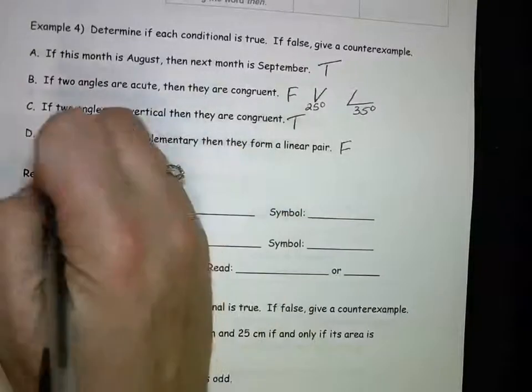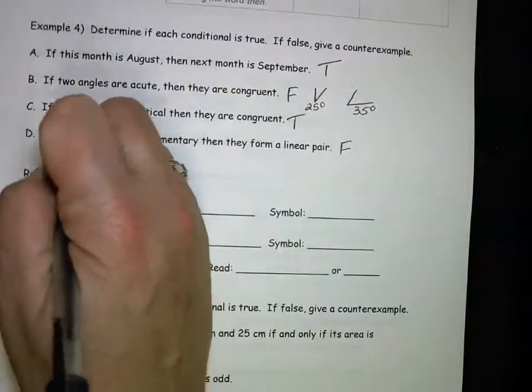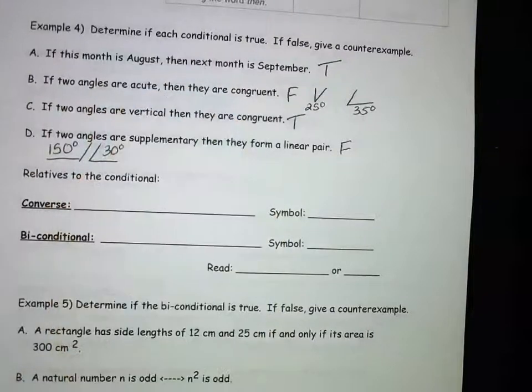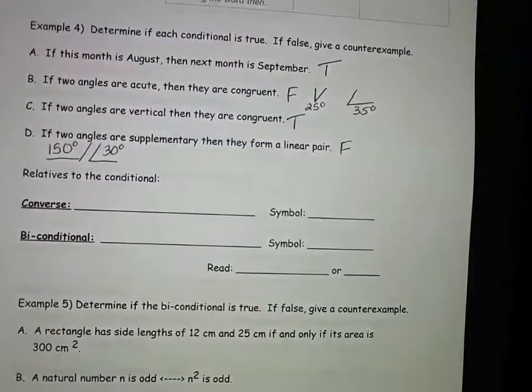And I'm going to draw those two angles. This one is 150 degrees. This one is 30 degrees. So those two, since they don't touch, do not form a linear pair, but they are supplementary.